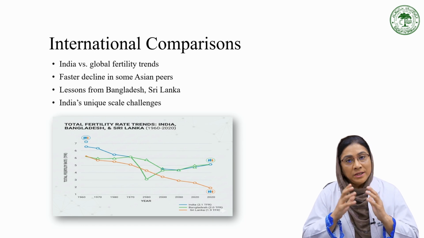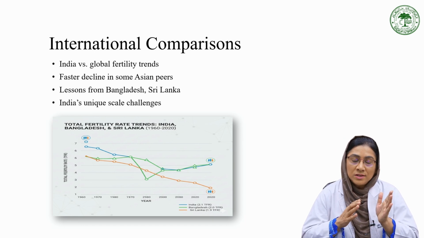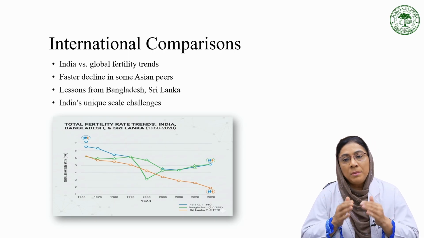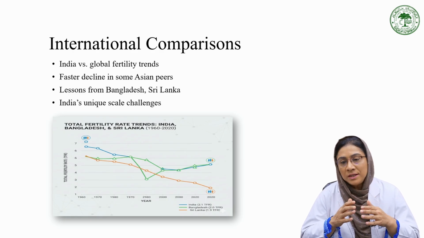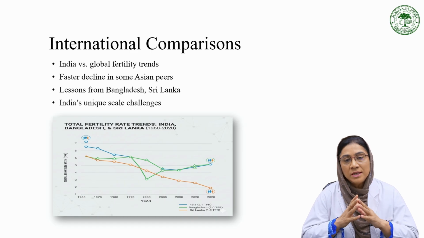When compared internationally, India shows both strengths and challenges. Its fertility decline has been significant, but some Asian peers like Bangladesh and Sri Lanka achieved faster reductions with fewer resources. These countries invested heavily in female literacy, community based services, and accessible contraception.